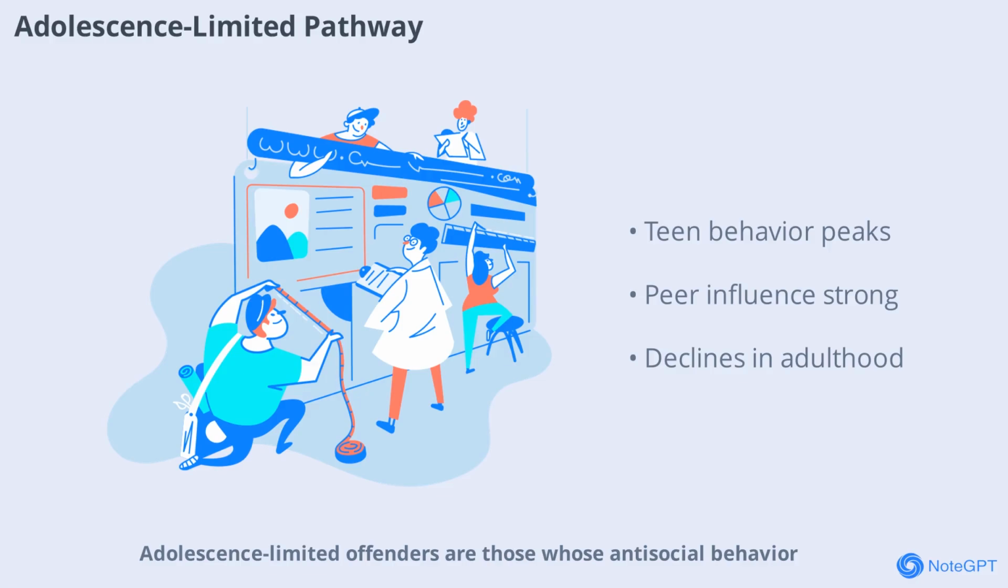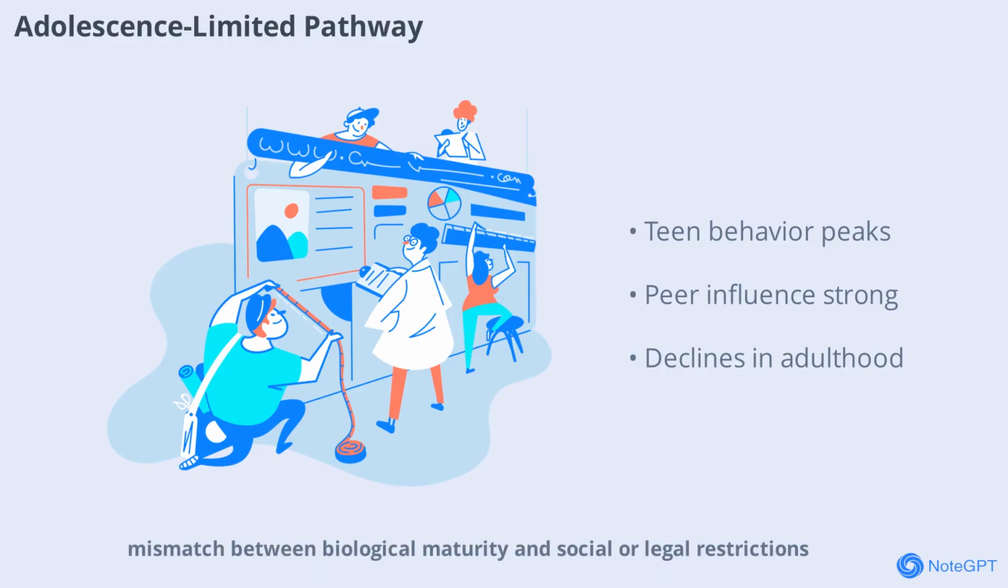Adolescence-limited offenders are those whose antisocial behavior emerges mainly in adolescence and declines in adulthood. The key mechanism here is the maturity gap, the mismatch between biological maturity and social or legal restrictions. Delinquency becomes a way to signal status and autonomy among peers. For example, minor theft or vandalism during teenage years may decrease as adult roles become available and the need to prove oneself fades.